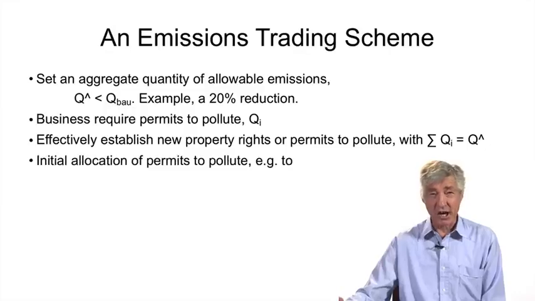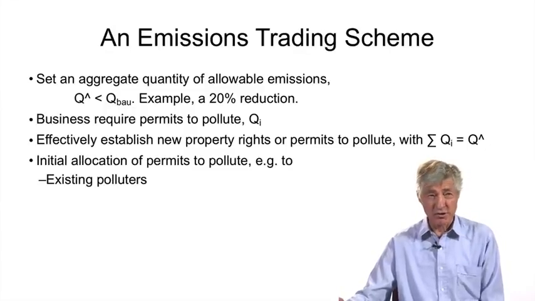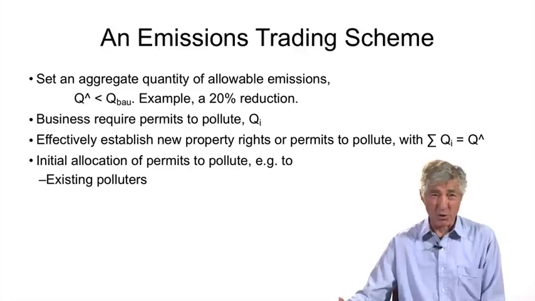We then have to decide how we're going to allocate these initial property rights. We could give them to existing polluters. So we could just say, this has been your pollution the last 5 years, suppose it was 100 units, we're going to give you 80 permits to pollute, a 20% reduction. And that's what the Europeans did in the first tranche of their system.